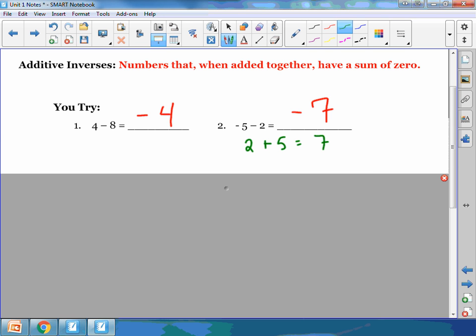Aubrey? Say that one more time. Yeah, sure. Mm-hmm. Because you're taking away more than what you have, right? So you know it's going to be negative. How many of you thought of number 1 like Aubrey just described? Kind of like an 8 minus 4, but you know it has to be a negative because you're taking away more than you have. Good.